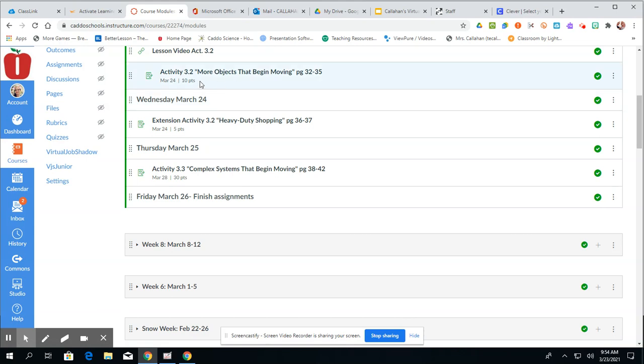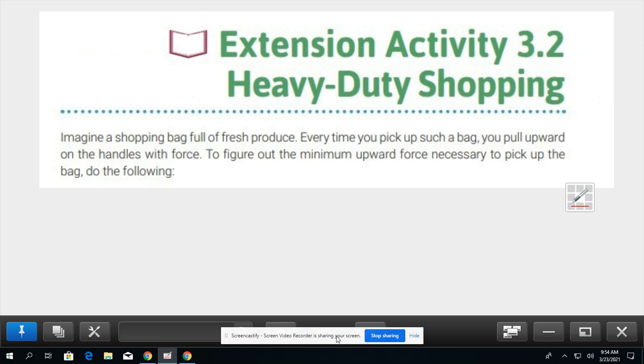Yesterday we talked about more objects that begin moving, and we answered those making sense questions on page 35. Now we're going to move on to an independent assignment that starts on page 36. I'm going to walk you through what to do with this activity, but this is something you're going to have to think of and do on your own. If you only complete what I put on the screen and turn it in, you're not going to receive credit for the assignment.